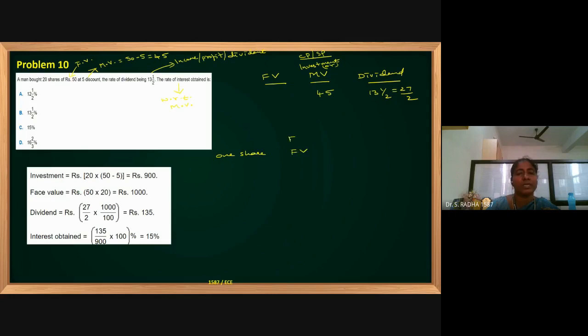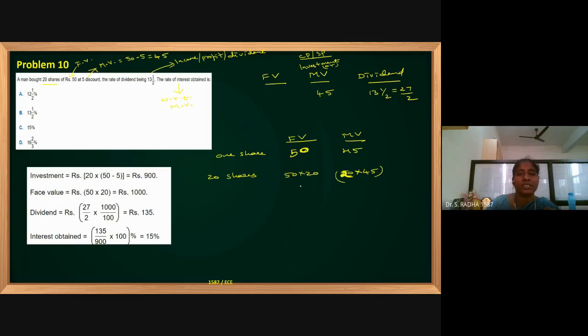I will write it above. Face value is 50 rupees. One share face value is 50 rupees. Market value is 45 rupees. In the question it is given 20 shares are present. So face value is 50 into 20. Market value is 20 into 45, since 20 shares are there.